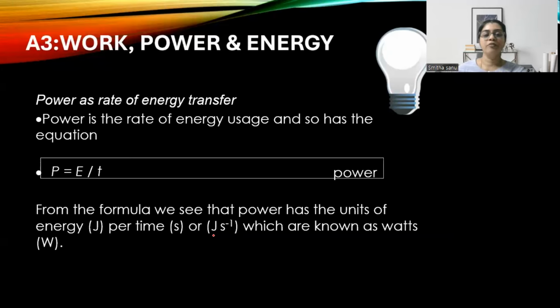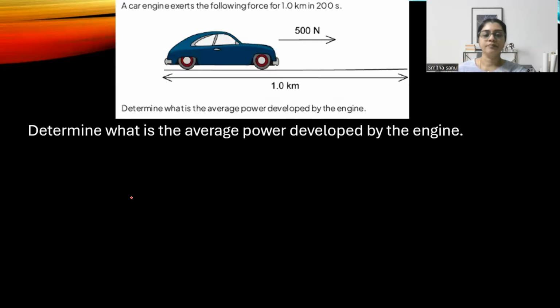Next is the concept of power. Power is defined as the rate at which work is done. So rate means anything divided by time. Rate at which energy is transferred and rate at which work is done, both are the same. So the unit is joules per second, which is also called a watt.